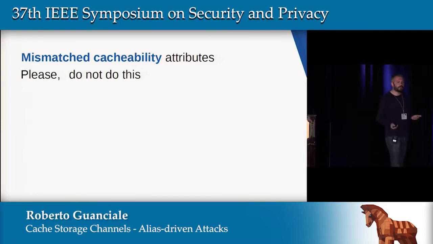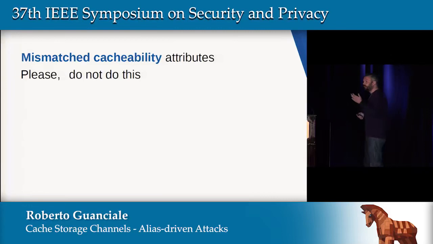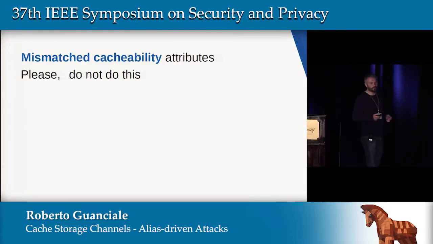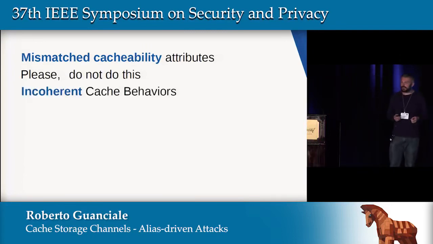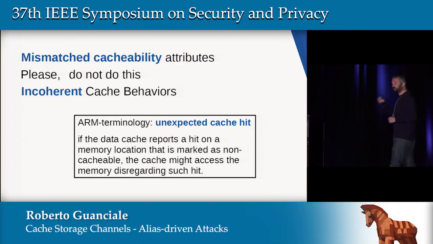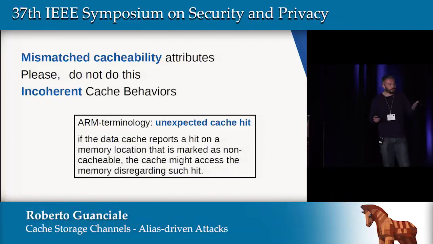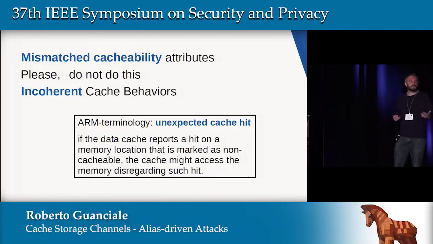Our secure software shares the hardware with some untrusted component. And possibly this untrusted component is powerful enough to break this assumption, and to configure the system in a way that there are mismatched cacheability attributes over the virtual memory. If this is the case, you can have incoherent cache behavior. For example, in ARM, you can have an unexpected cache hit. Even if the cache reports a hit during a memory access, the CPU can disregard this hit if the virtual alias used is not cacheable.